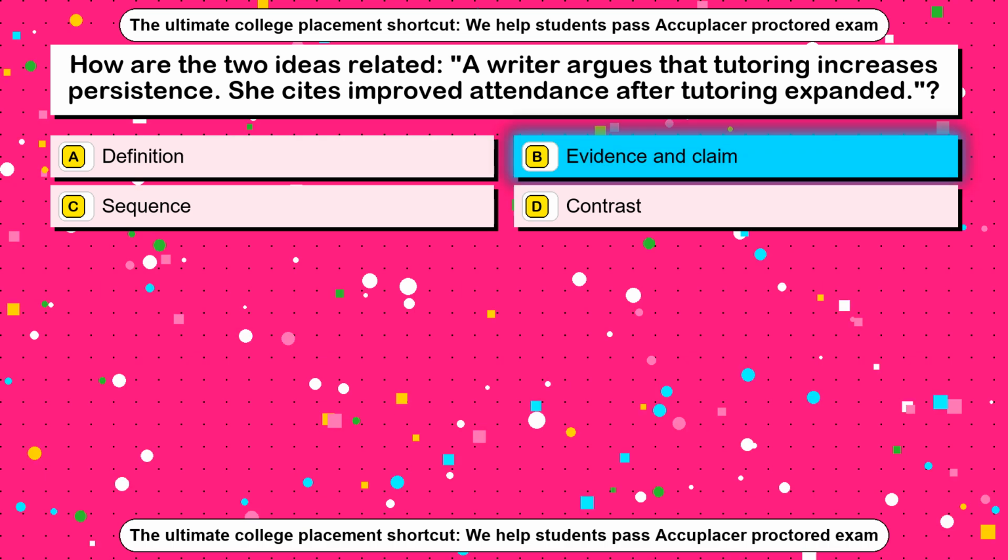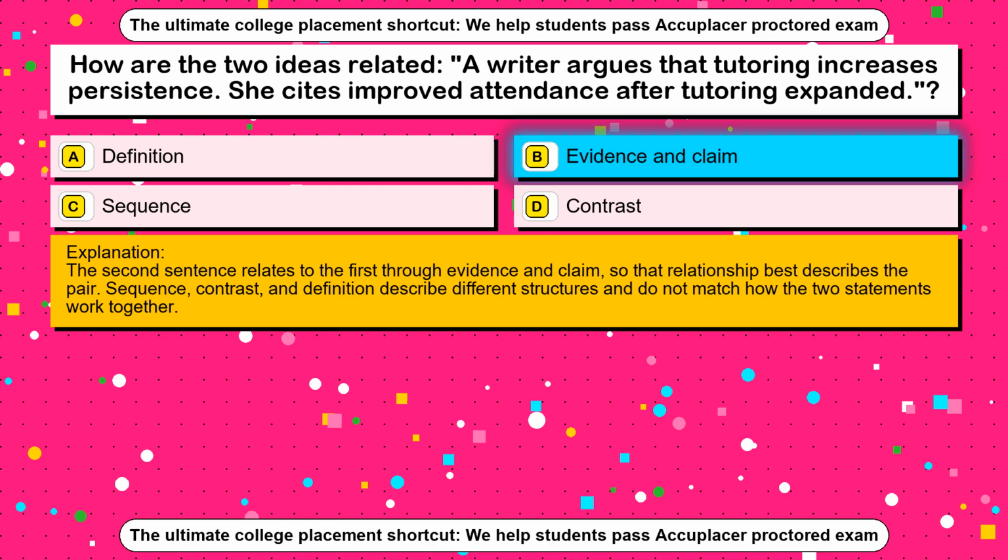The correct answer is option B, evidence and claim. The second sentence relates to the first through evidence and claim, so that relationship best describes the pair. Sequence, contrast, and definition describe different structures and do not match how the two statements work together.